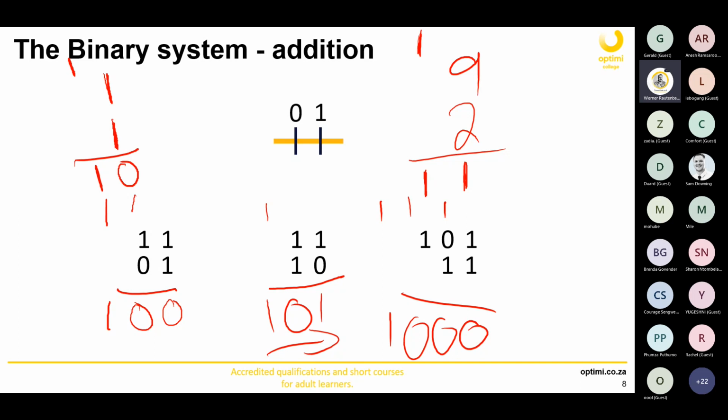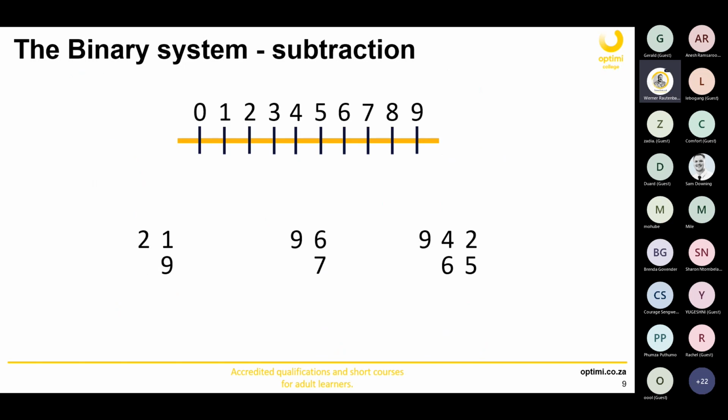So guys, that is addition. Now, if you understand our number system, then you will understand the next one as well. It's subtraction. Let's recap our number system first. If I have 21 and I were to deduct 9, most of us will be able to say that's 12.